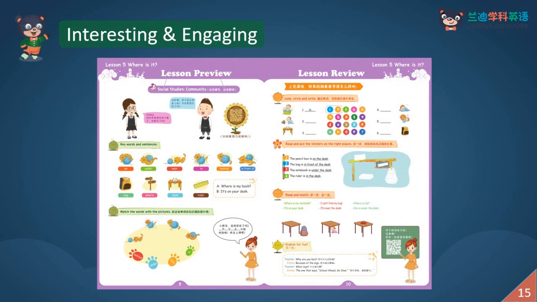The books are colorful, the stories are interesting, and there are even stickers for the students to practice the new vocabulary. Here is an example of one of those pages where the students can stick pencil case, ruler, book, and a backpack to the blank areas.